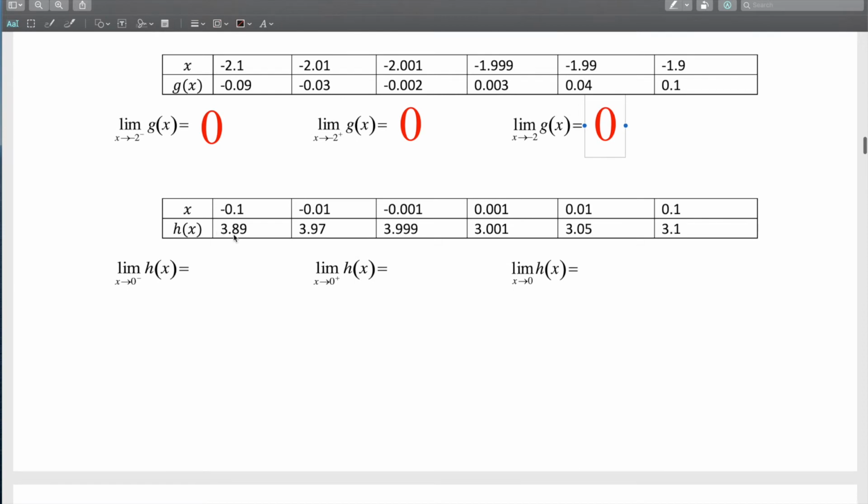Last but not least for this section, we have 3.8, 3.9, 3.99. So from the left-hand side, it definitely looks like it's approaching 4. And then we have 3.1, 3.05, 3.001. So from this side, it looks like it's approaching 3. Those aren't the same number, so the actual limit does not exist.